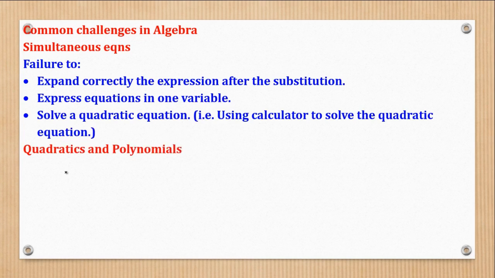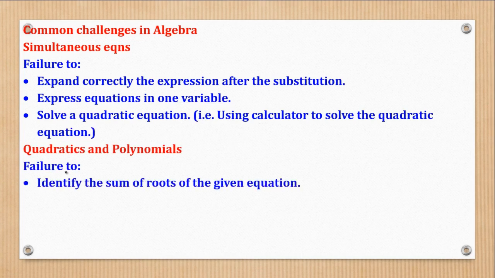That is simultaneous equations. What about quadratics and polynomials? So, failure to identify the sum of roots of the given equation. Remember, sum has a negative b over a. So this negative is what disturbs many students. They ignore it and everything is now no longer okay.